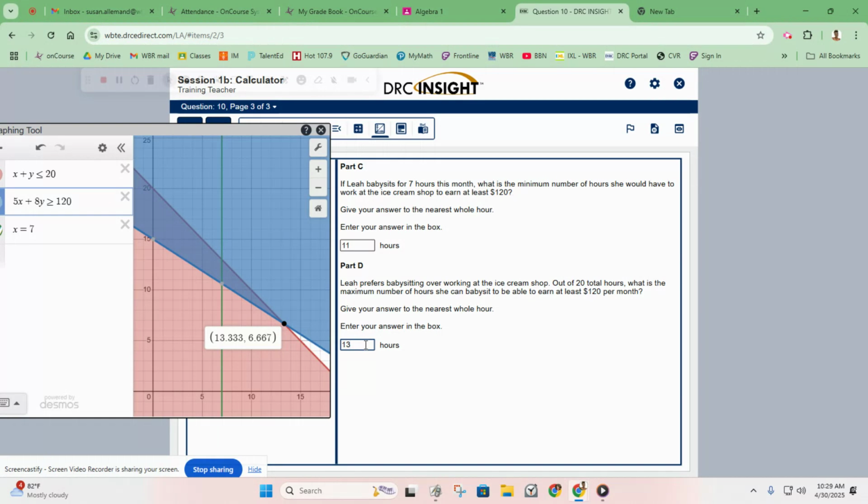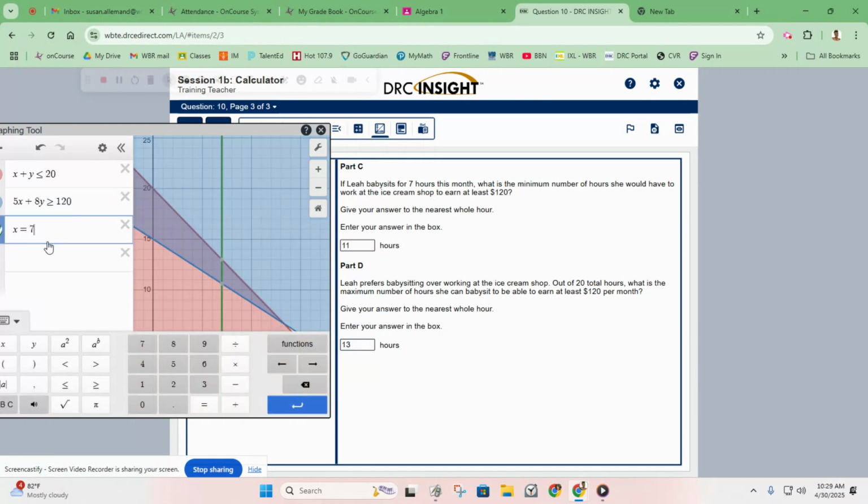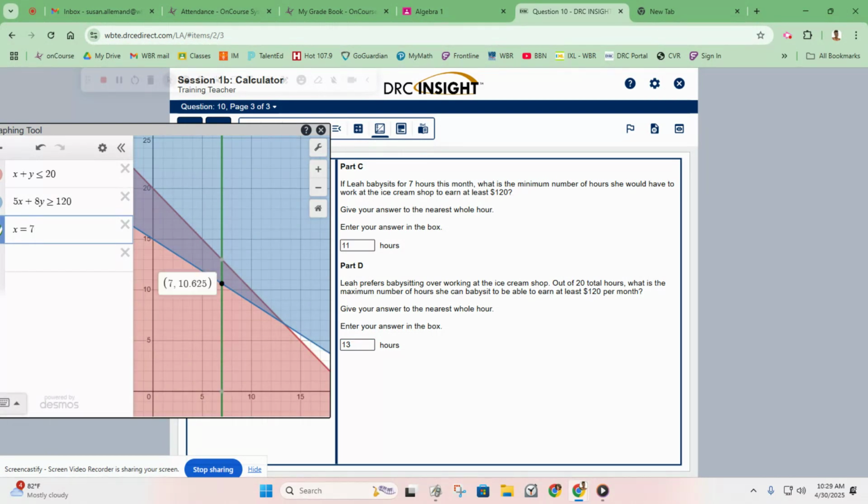Then I did x equals 7. And I looked here and saw the x equals 7. The minimum value was 10.6 hours of ice cream, but we rounded it up to 11.